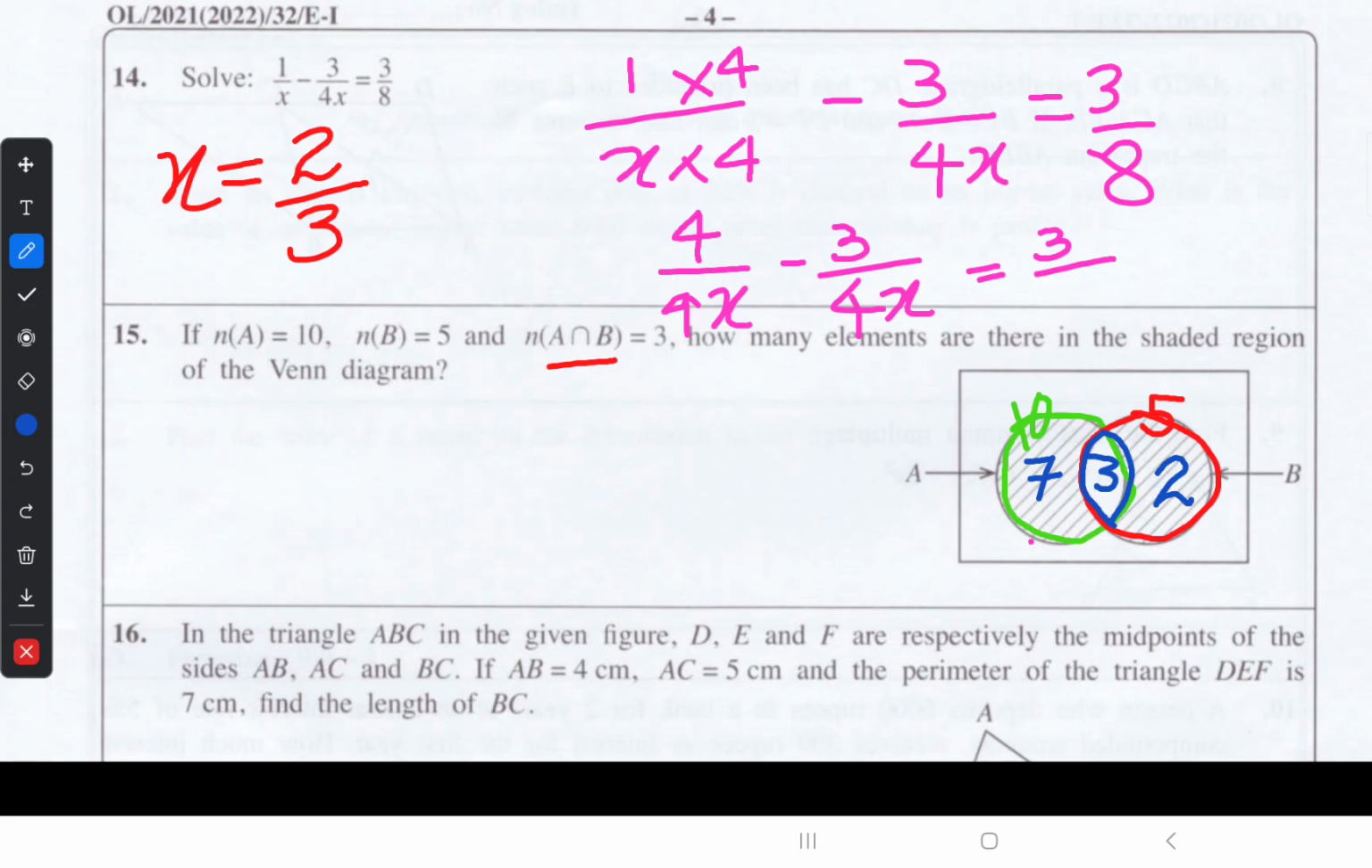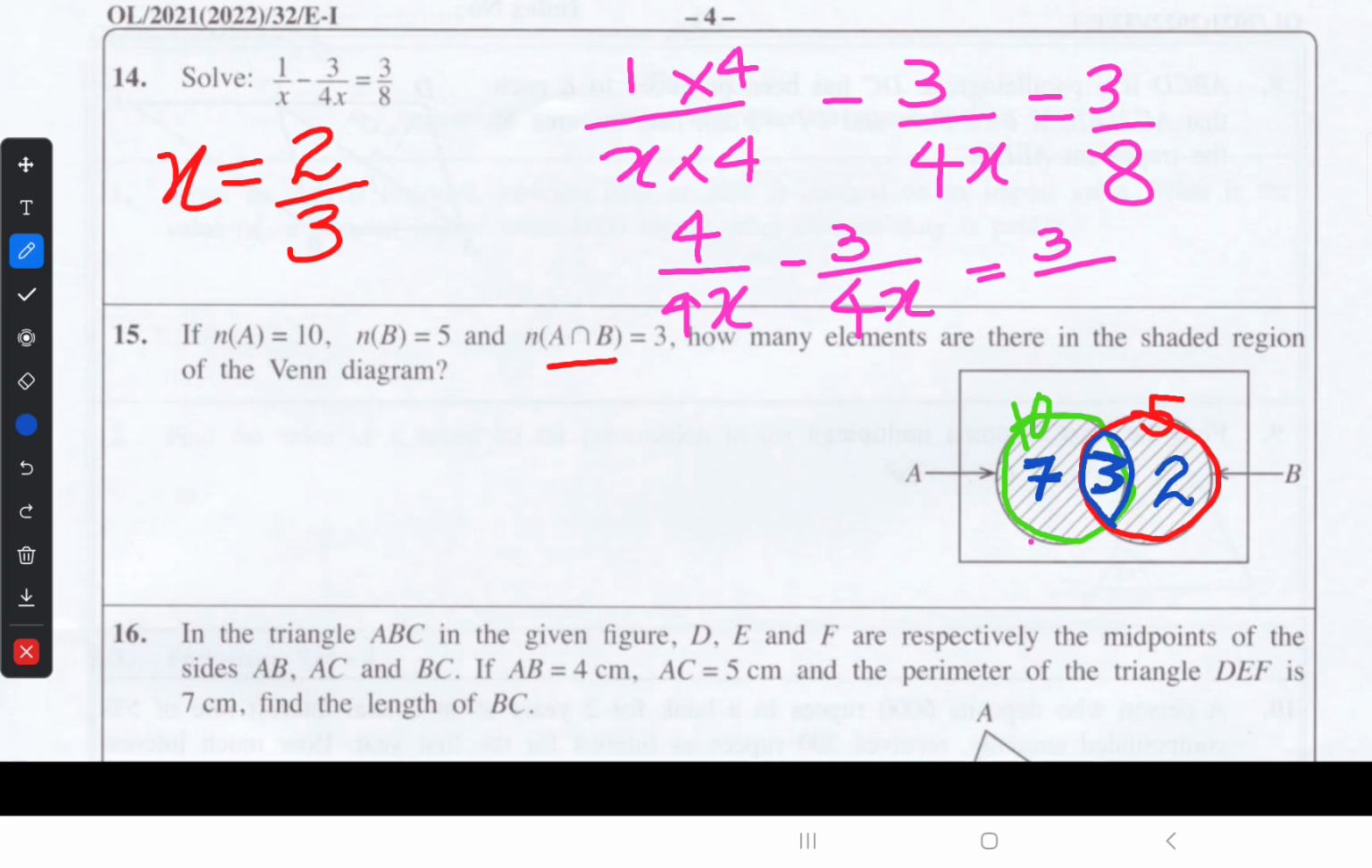No need to write anything, but in your picture you can note this. This totally 10, this totally 5, and the common area is 3. So 10 minus 3, the remaining is 7. That means the summation of these elements will give you the total number, 10. Similarly, 3 plus 2 is 5.